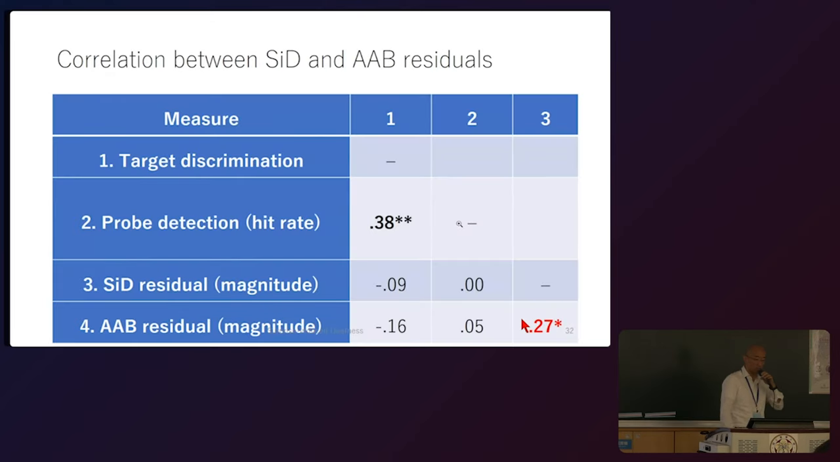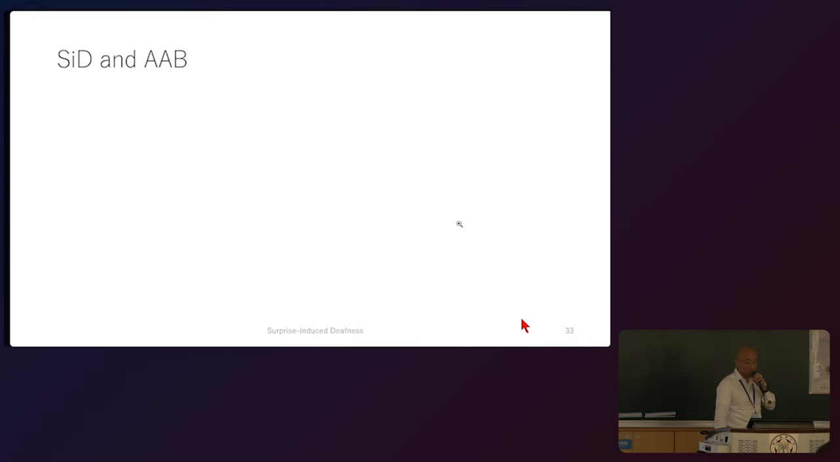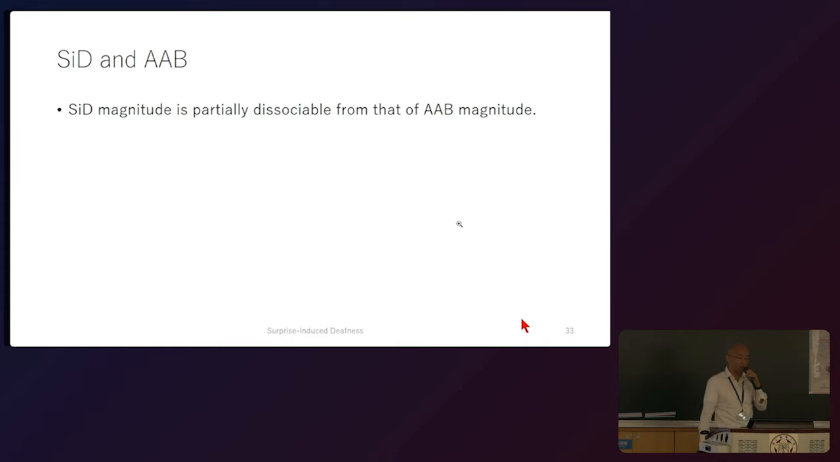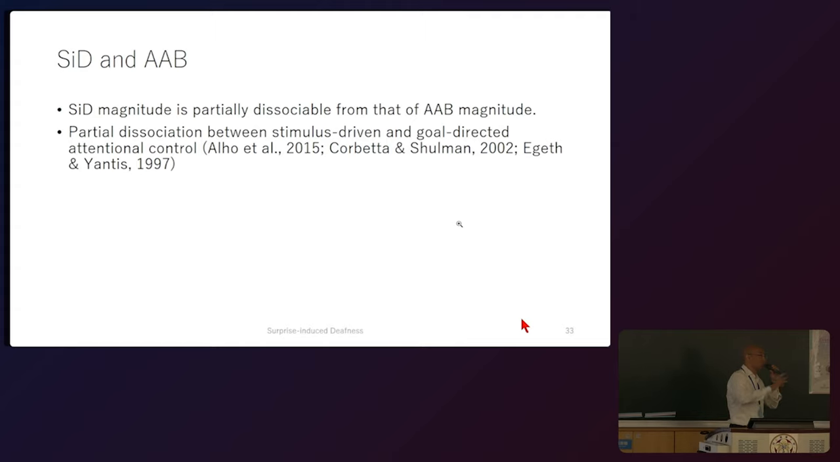So this is a correlation matrix. SID and AAB: the correlation showed that SID magnitude is partially dissociable from that of AAB magnitude. So it's partially dissociable, and of course from this result there is a part that overlaps between goal-directed and stimulus-driven attention. That's an interesting thing for us, because I remember Andrew's talk yesterday about goal-directed and stimulus-driven, the overlap. Is that where consciousness emerges? That's a very interesting finding.